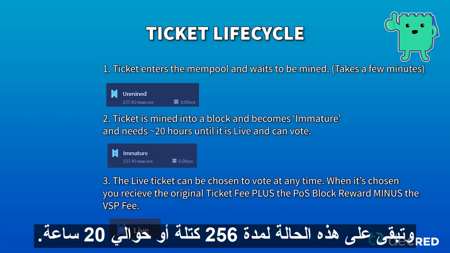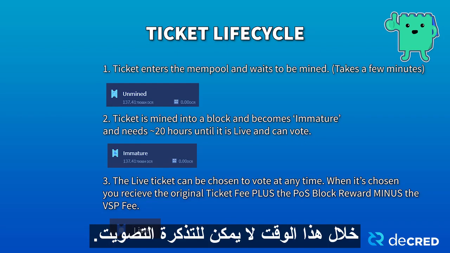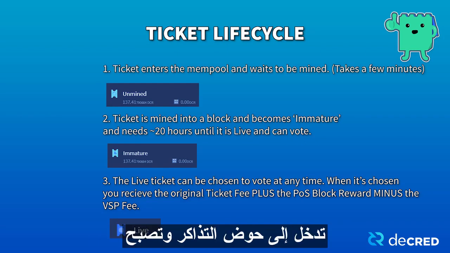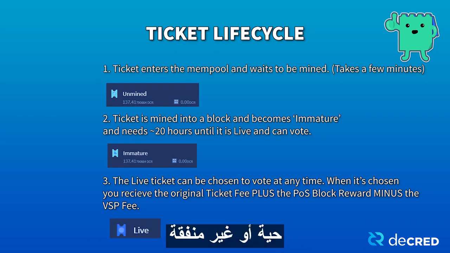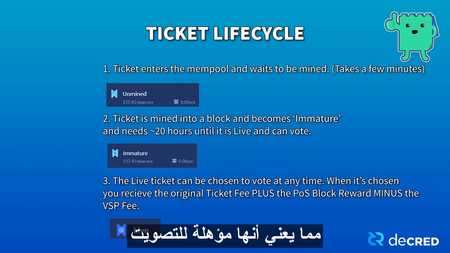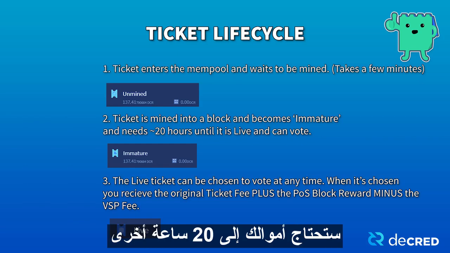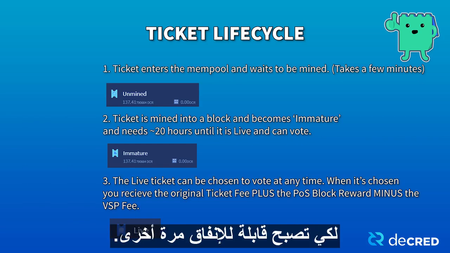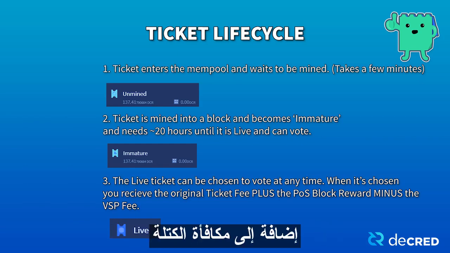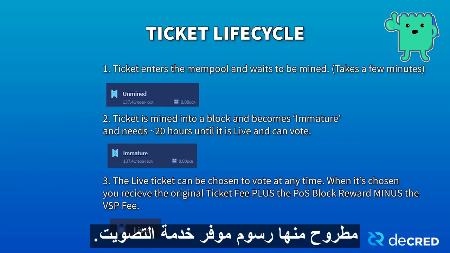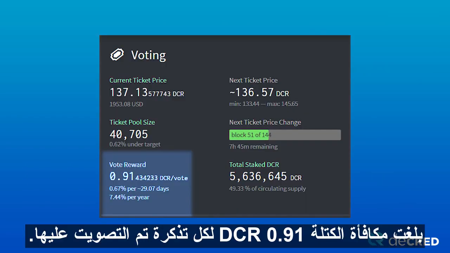This state lasts for 256 blocks or about 20 hours. During this time, the ticket cannot vote. After your ticket matures, it enters the ticket pool and becomes live, or unspent, which means it is eligible for voting and can be chosen at any time. Once your ticket has been chosen, your funds will need another 20 hours to become spendable again. You will receive the original cost of the ticket plus the block reward, minus the VSP fee. As of this video, the block reward is 0.91 DCR per voted ticket.